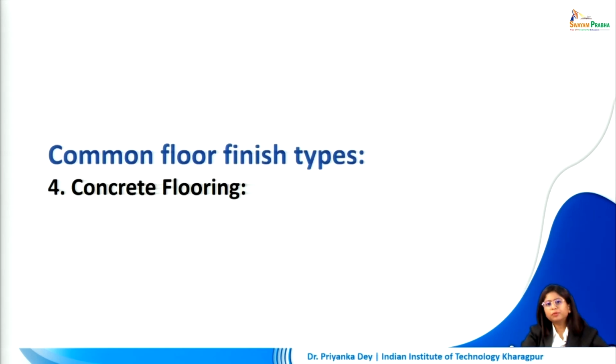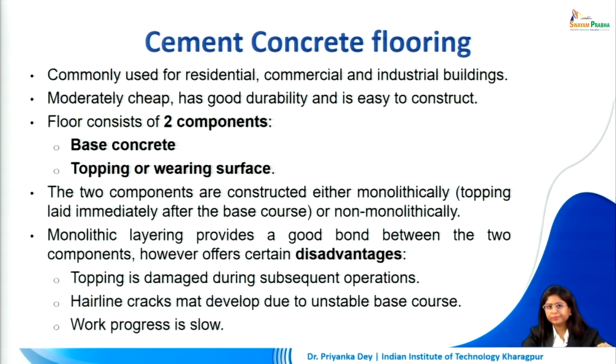The next type of floor finish is concrete flooring. Now, this is commonly used for residential, commercial as well as industrial buildings. It is moderately cheap and it has a very good durability. The floor consists of 2 major components. One is the base concrete and the topping or the wearing surface. Now, the 2 components are constructed either monolithically, that is the topping is immediately laid on top of the base layer, or we can do it non-monolithically, that is construct them separately.